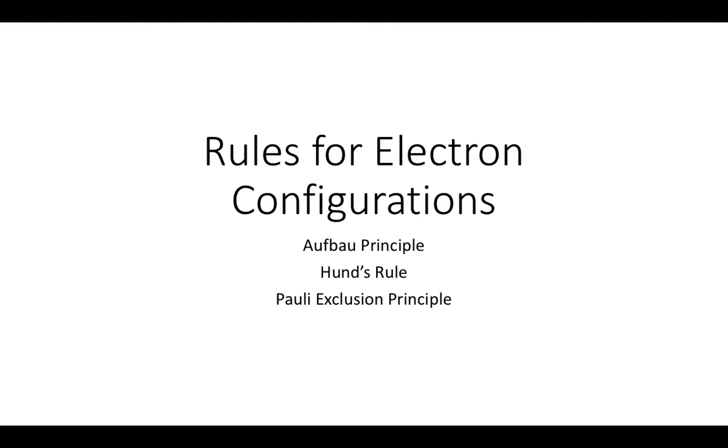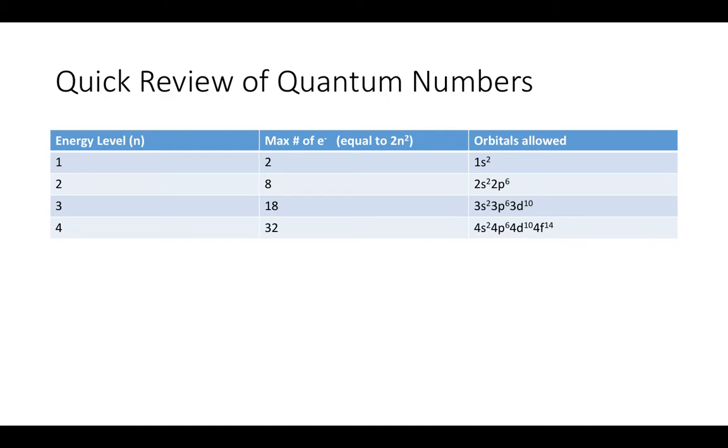All right, so we're going to be looking at rules for electron configurations, including the Aufbau principle, Hund's rule, and the Pauli exclusion principle. Let's do a quick review of our quantum numbers from yesterday. If you remember this chart, we have the energy levels 1 through 4. There is a max number of electrons that can fit in each of these regions that can be calculated using the formula 2n squared. So the first energy level can hold a maximum of 2 electrons. The only orbital allowed in the first energy level is the 1s orbital, and with only one orientation, the 1s orbital can hold 2 electrons.